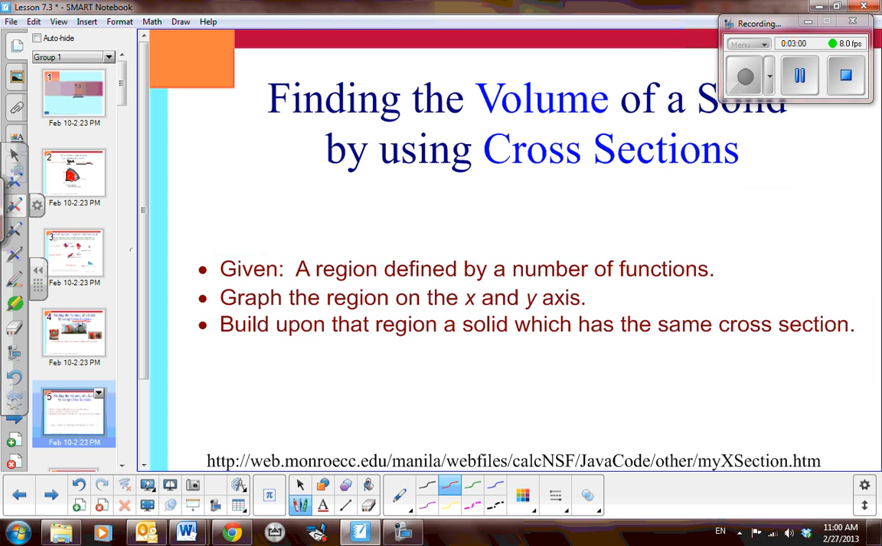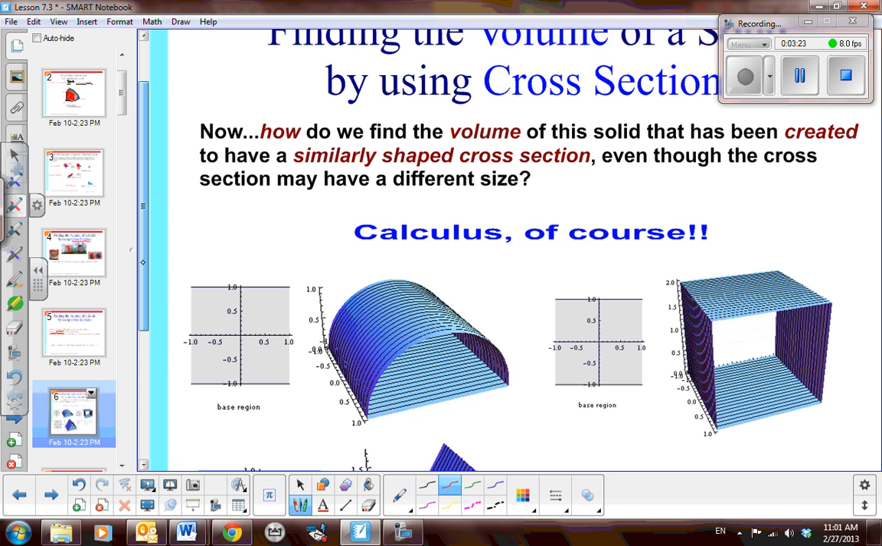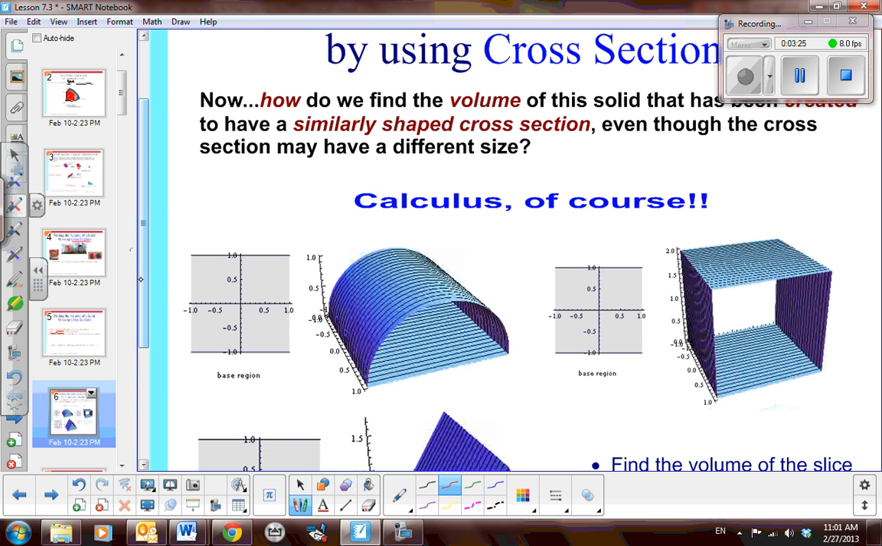Okay? So for this type of solid, you will be given a region, and it will be defined by some functions. Generally, that region will form the base of your solid. You'll graph the region on the x and y axis, and then you're going to build upon that region. In class tomorrow, we'll look at some great visuals that illustrate this. But for now, let's take a look at some illustrations that are already done for us, since this is not my strength. How do we find the volume of a solid?